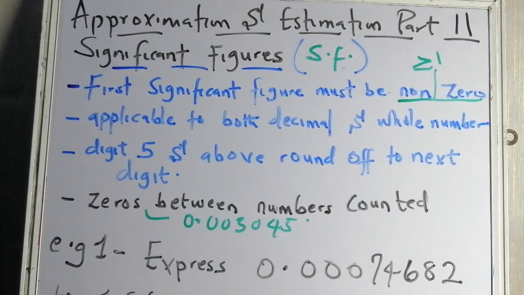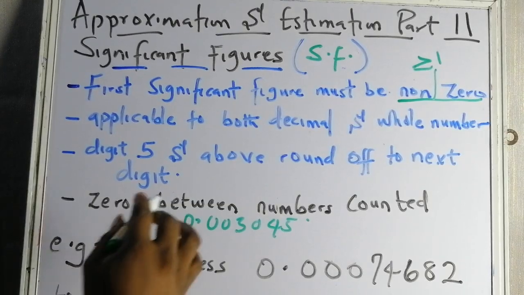Let's assume they said I should approximate this one to 2 significant figures. So the first one is 3. 0.003, I will count this 0 because it's between numbers. That will be 0.0030. So that's 2 significant figures. I just gave an example so that you can see what I'm trying to say.